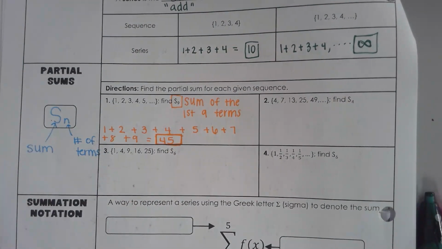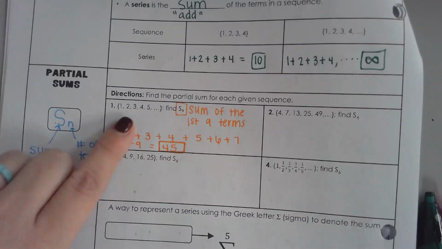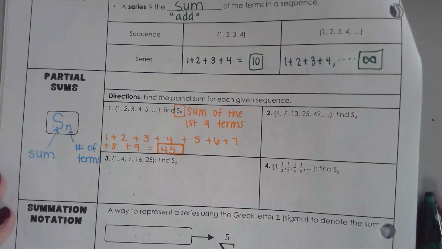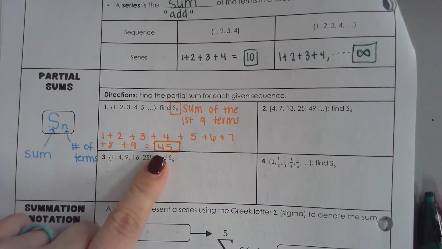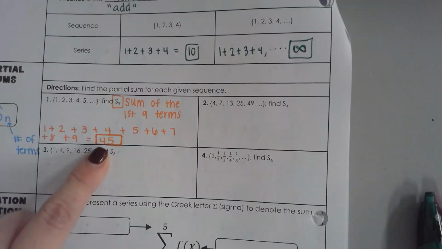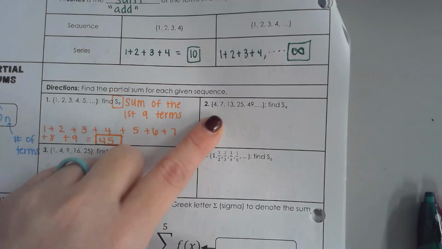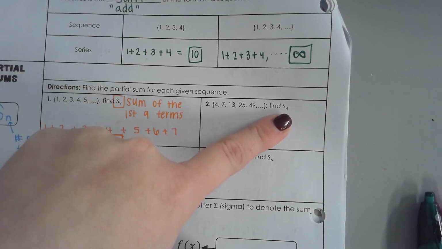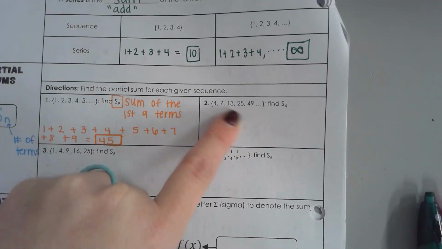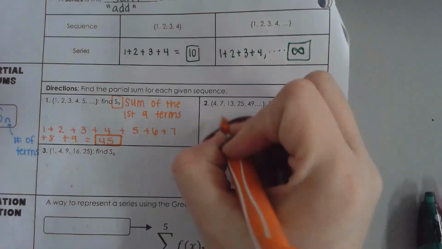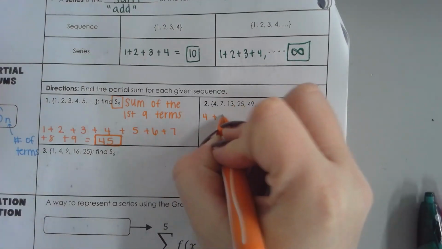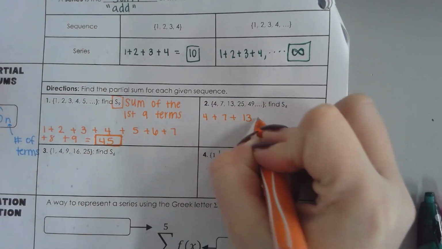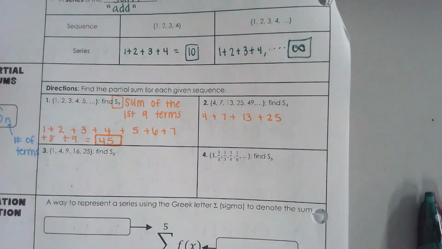Chelsea Mink. So here we have a sequence. The sum of the first 9 numbers is 45. Does everyone agree? Number 2. This says find the sum of the first 4. Well, you already have the first 4. You don't even have to figure out the pattern. 4 plus 7 plus 13 plus 25.